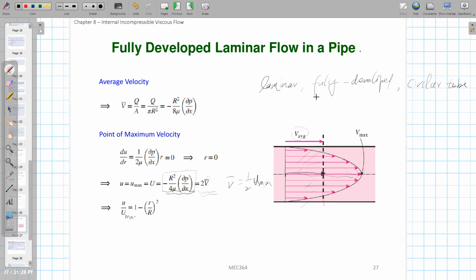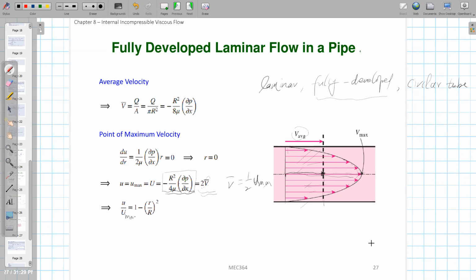Okay, and also you need to understand the meaning of fully developed. Fully developed means that this velocity profile is only a function of r, and will not change in the x direction. Okay, so this is another result we get for the internal viscous flow, for fully developed flow inside circular tubes.